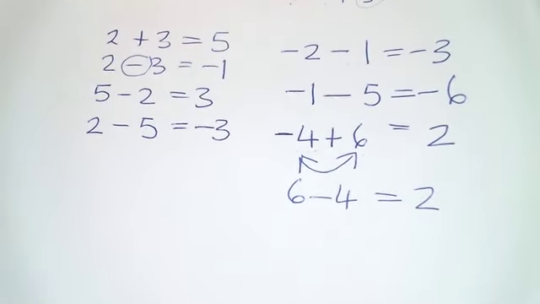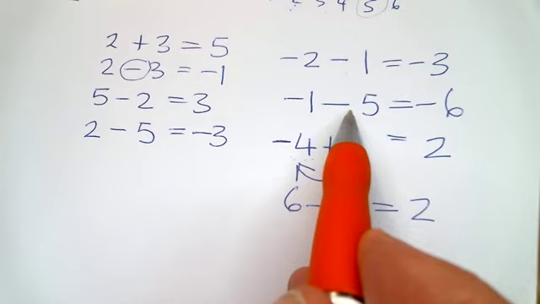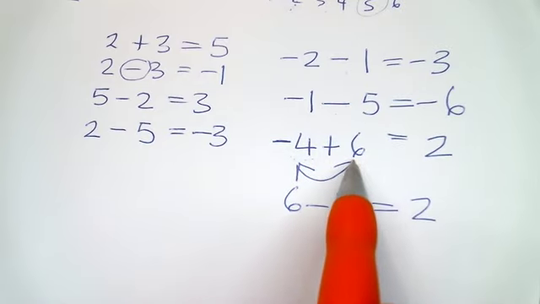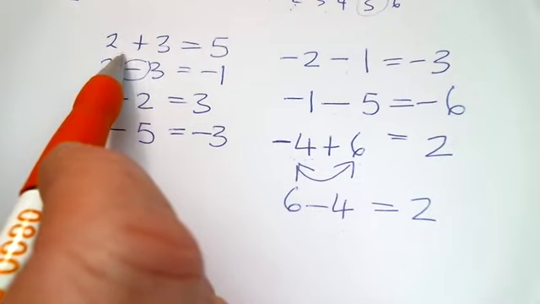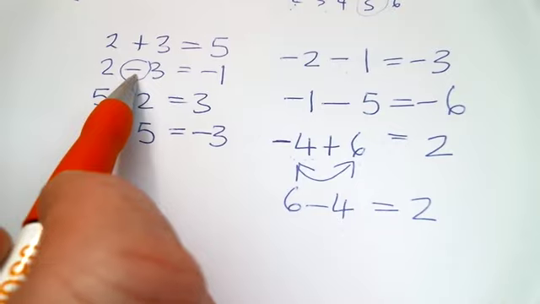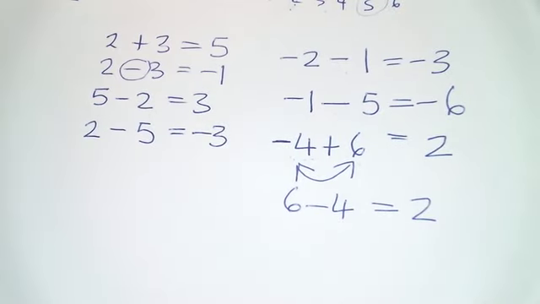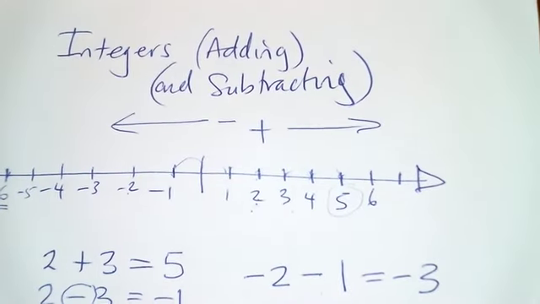So this is how we add and subtract integers. It doesn't matter if they're both negative, or one of them's negative, or neither of them are negative. We simply move backwards and forwards in the positive or negative direction depending upon the signs which are in front of those numbers. And that's how we add and subtract integers.